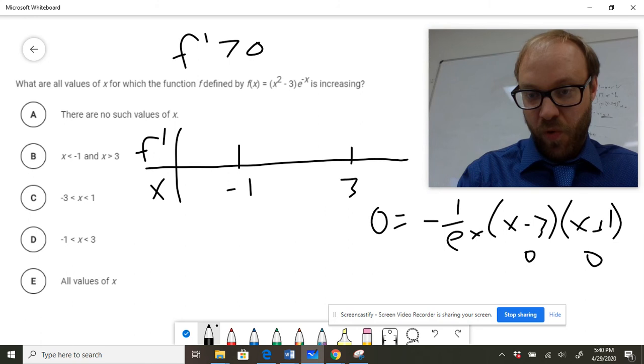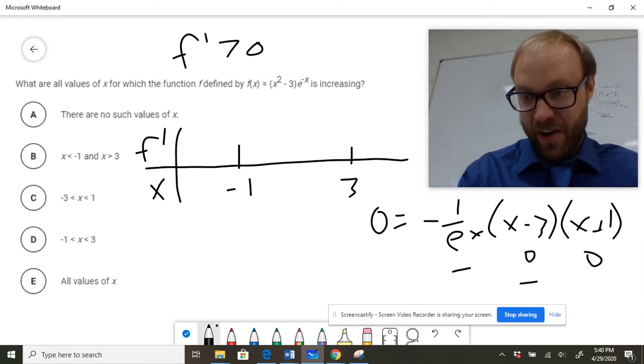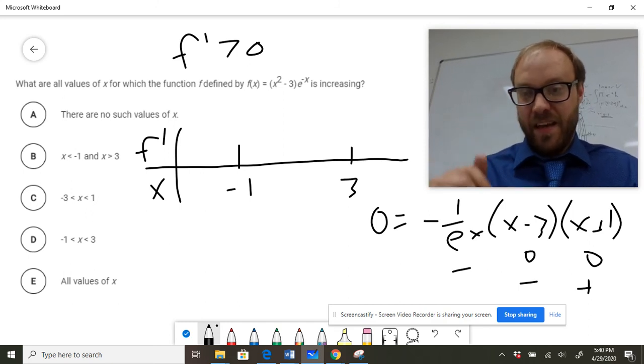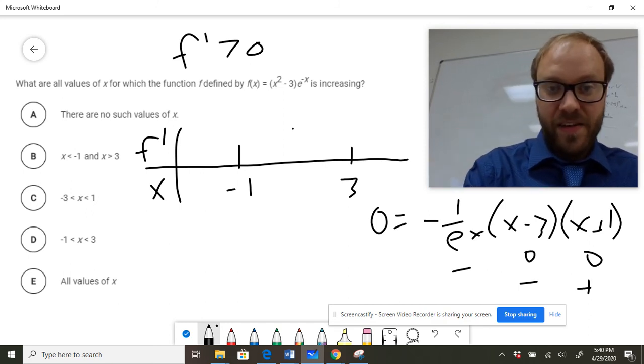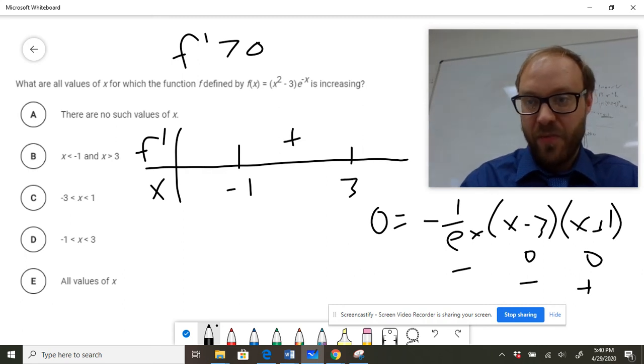And if we start substituting values in, for example, if you put 0 in here, e to the 0 is 1, so you're going to have a negative there. You're going to have a negative there, and then you're going to have a positive there. And that's two negatives being multiplied together, which will give you a positive. So between negative 1 and 3, your function is going to have a positive derivative. That means it's increasing.